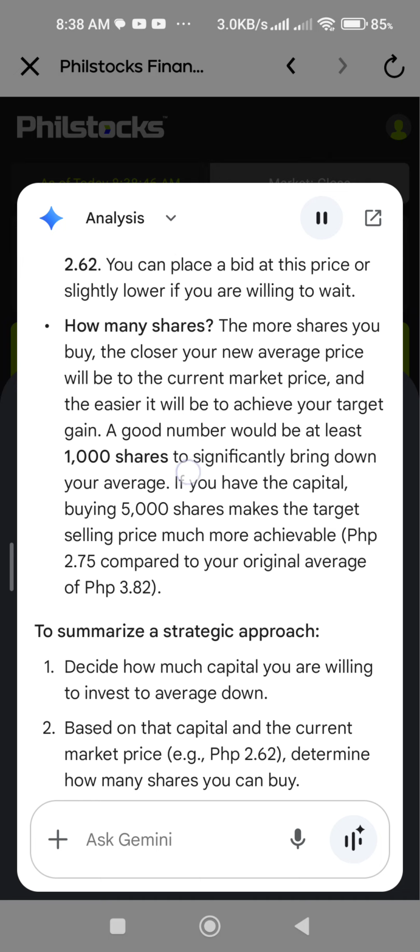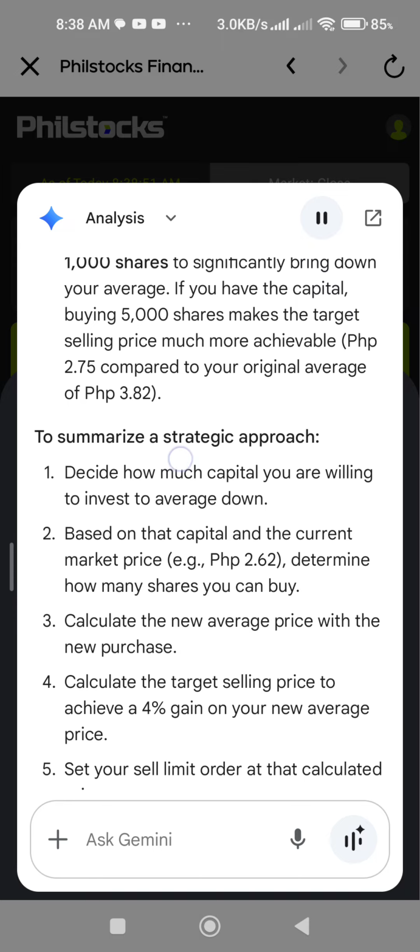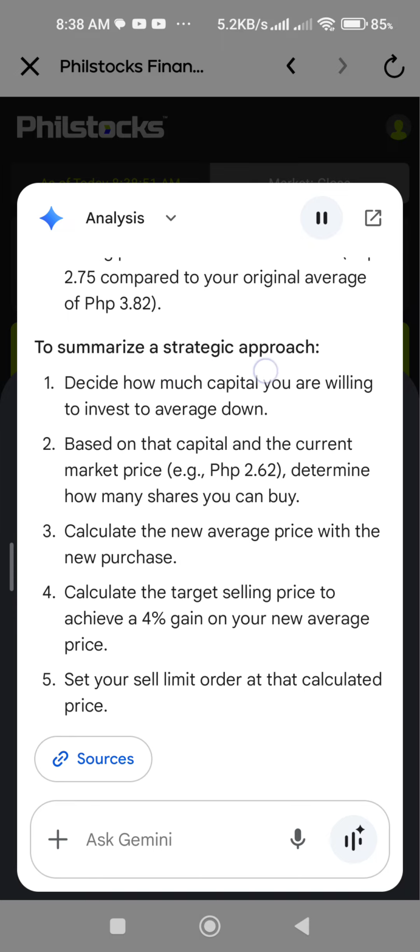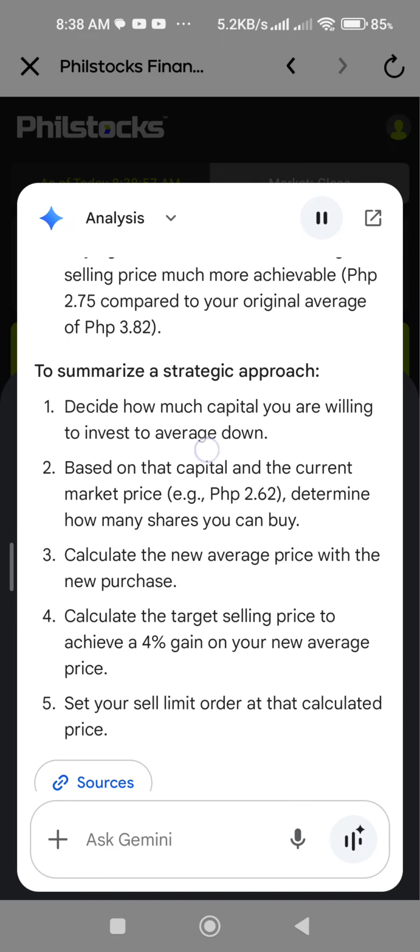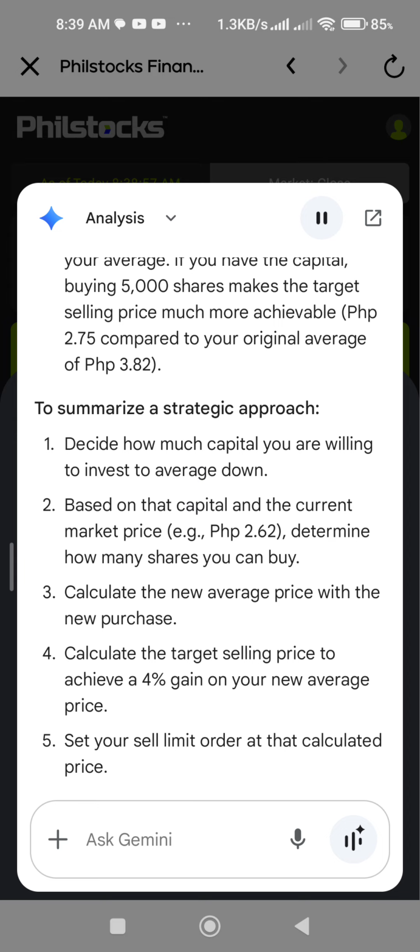To summarize a strategic approach: 1. Decide how much capital you are willing to invest to average down. 2. Based on that capital and the current market price, e.g., PHP 2.62, determine how many shares you can buy. 3. Calculate the new average price with the new purchase. 4. Calculate the target selling price to achieve a 4% gain on your new average price. 5. Set your sell limit order at that calculated price.